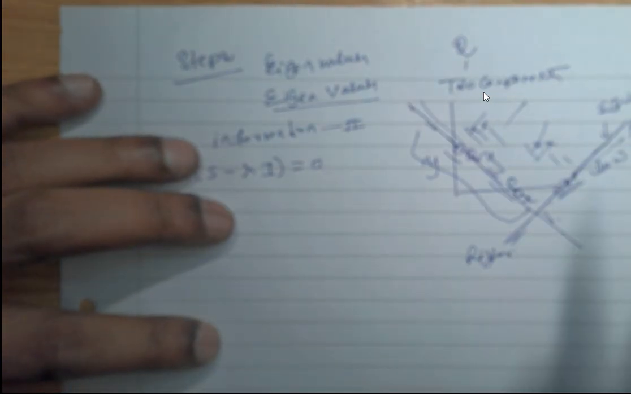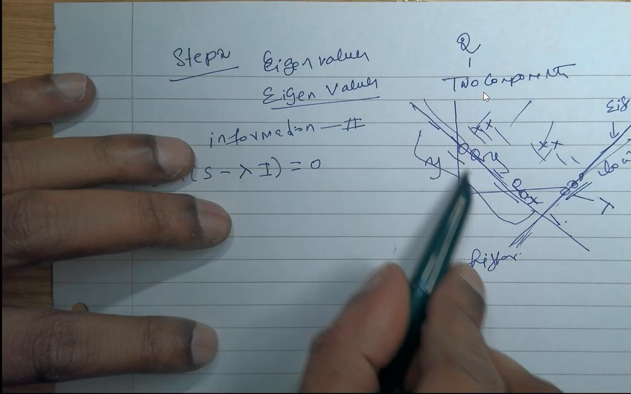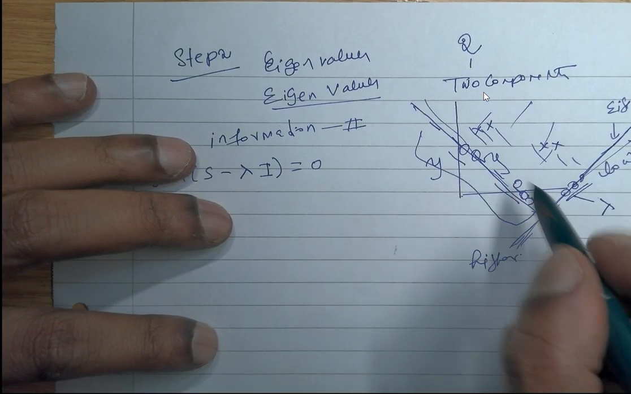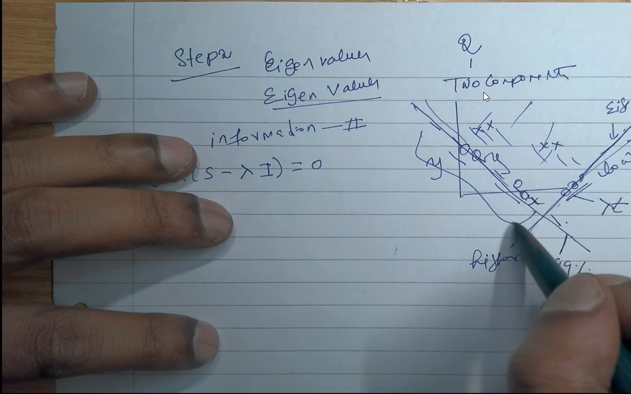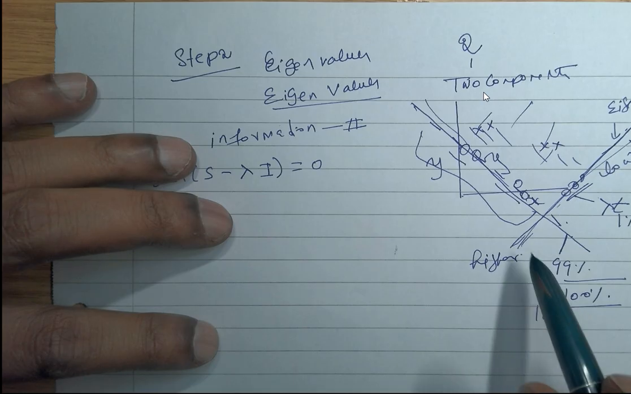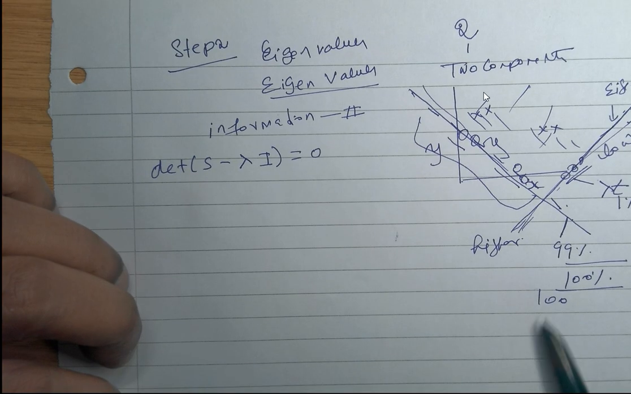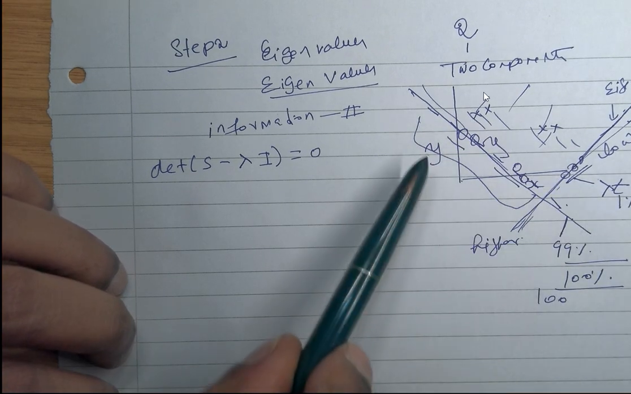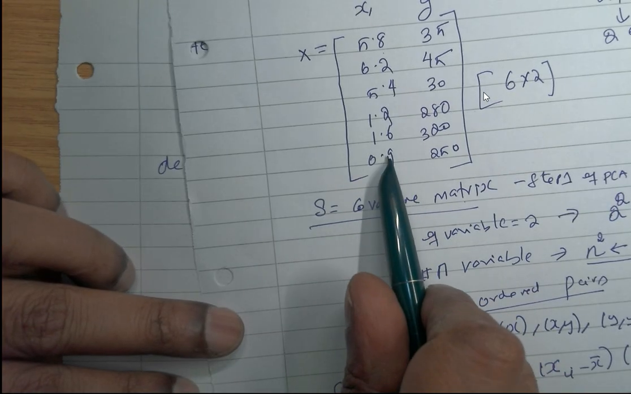So you will get one lambda for this component, and another lambda for this component. Say the lambda for this component is 99%, and the lambda for this component is 1%. The total should be 100%, which means the total variance will be 100. So if you have two components, they capture 100% of the information in the data, but only one component may be enough to capture 99% of the information in the entire data set, both x and y.